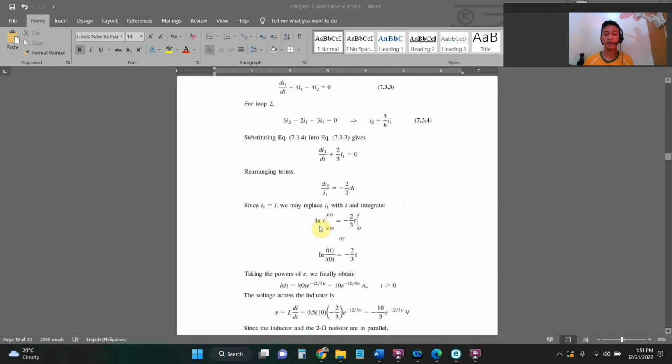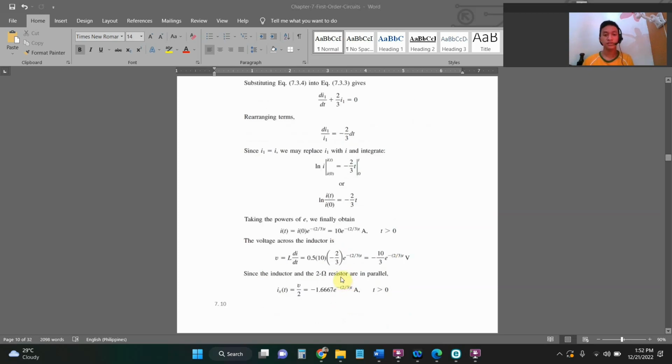So we have the ln I, with the initial time and final time, equal to negative 2/3 t. We have 0 on t, ln. So by integrating it, we have ln of I divided by I0 is equal to negative 2/3 t. Taking the powers of e, we finally obtain that I is equal to I0 e raised to negative 2/3 t. And by that, we can get the value of I for a time greater than 0: 10e raised to negative 2/3 t.